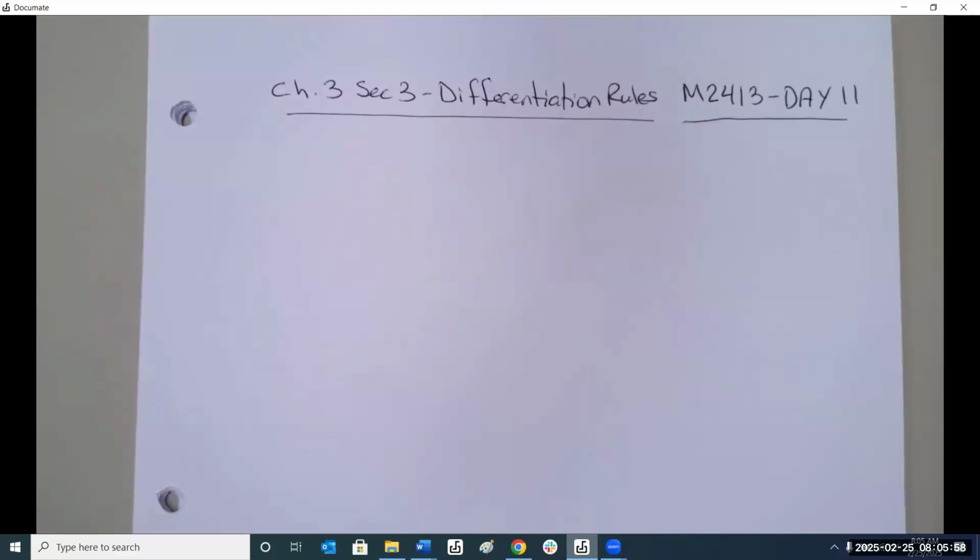What did we cover last time? What are derivatives? What do they tell us? And what is that? What can we imply from this? If a function has a derivative, what can we imply?